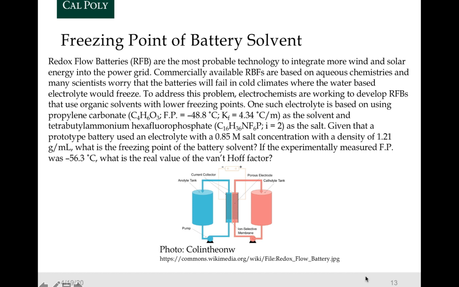This is a problem on the freezing point of a battery solvent, specifically looking at freezing point depression. Alright, so what's the background?